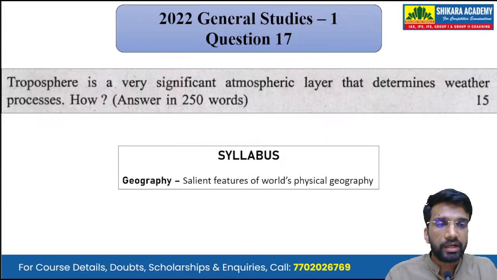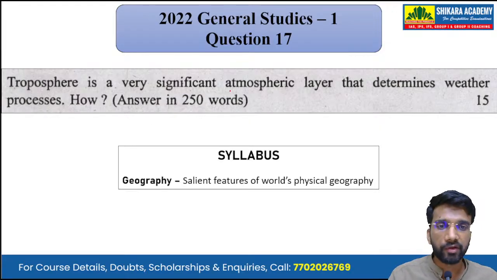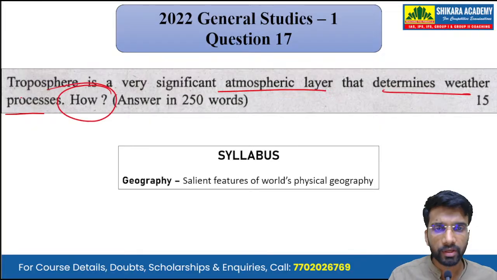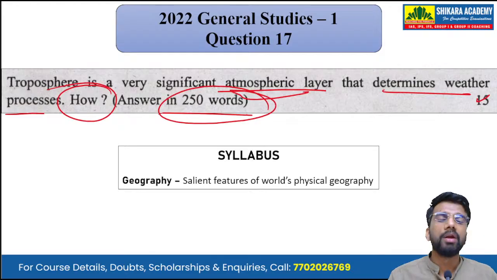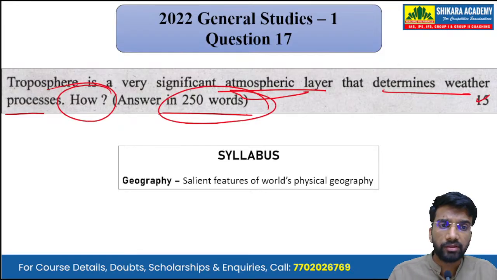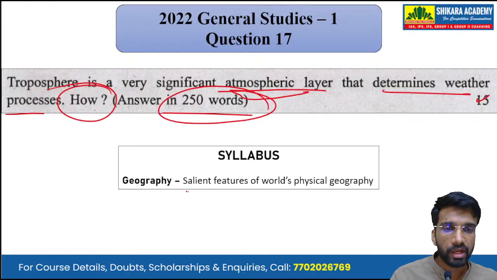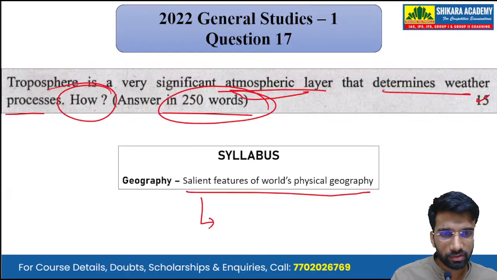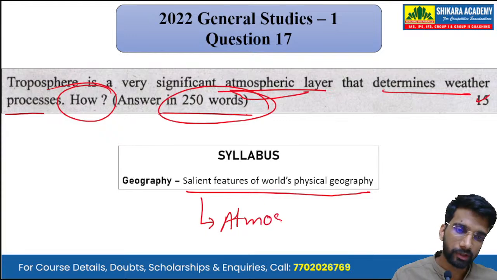Moving on to the next question, that is question number 70. The troposphere is a very significant atmospheric layer that determines weather processes. How? Okay, a 15-mark question that we have to answer in 250 words. Now, mapping it with the syllabus, we can see that it has been asked from the subject of geography, and the topic from where it has been asked is the salient features of world geography, with the subtopic being atmosphere.